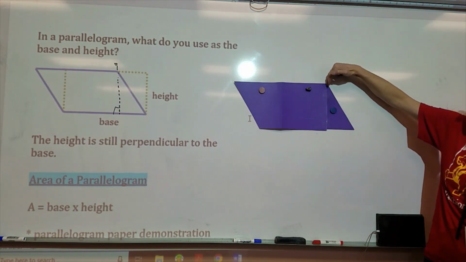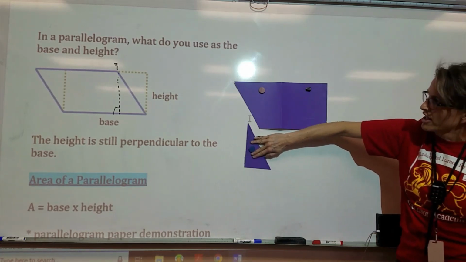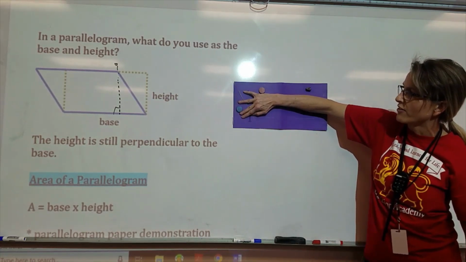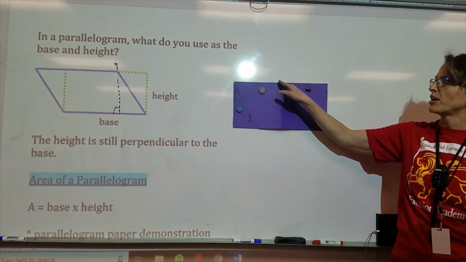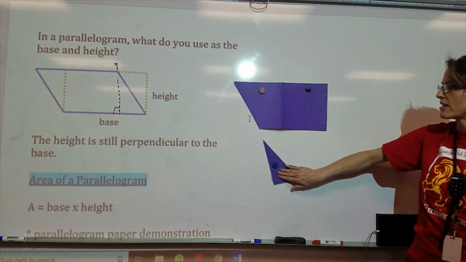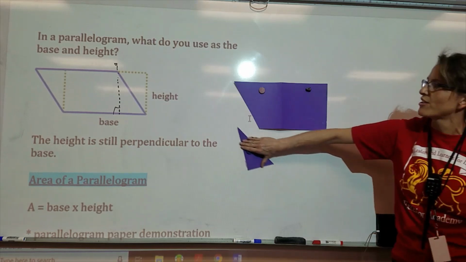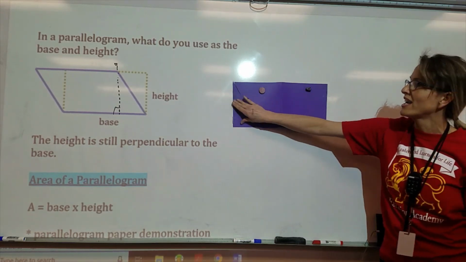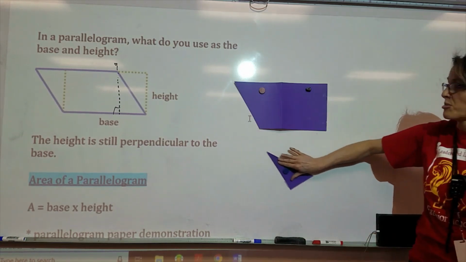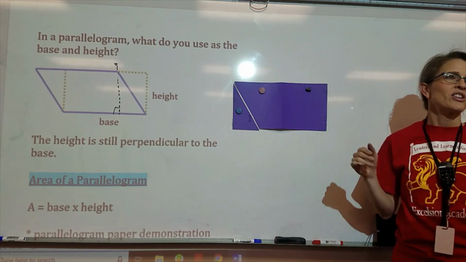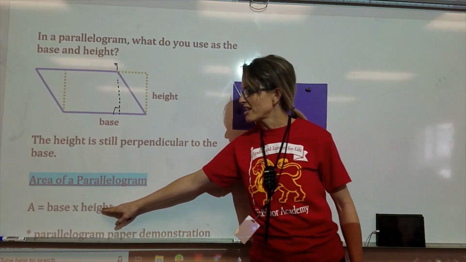If I were to, right here, slice my parallelogram and take this triangle and move it here, I'd have a perfect rectangle. Perfect. Look at the length of my rectangle. It's the same length as my base of my parallelogram. Look at the height of my rectangle. It's that same height as the height on my parallelogram. Well, I already know the area of a rectangle. It's base times height, or length times width. So the area of a parallelogram is the same exact area. Area of a parallelogram is base times height.